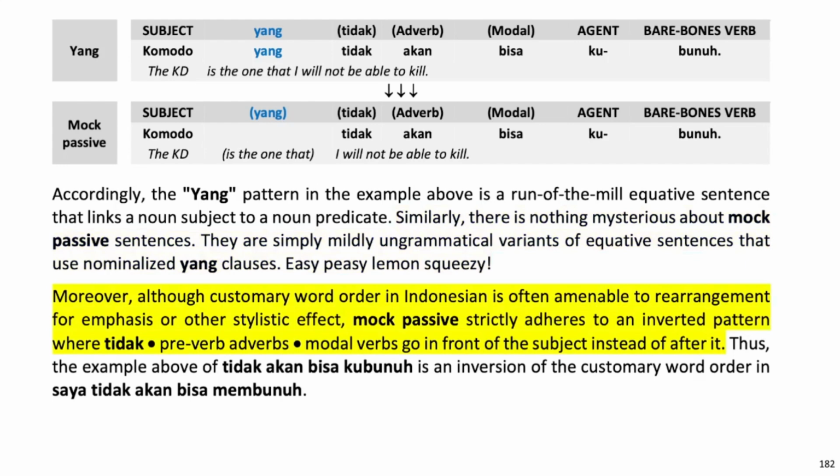Moreover, although customary word order in Indonesian is often amenable to rearrangement for emphasis or other stylistic effect, mock passive strictly adheres to an inverted pattern where tidak, preverb adverbs, and modal verbs go in front of the subject instead of after it. Thus, the example above of tidak akan bisa kubunuh is an inversion of the customary word order in saya tidak akan bisa membunuh.